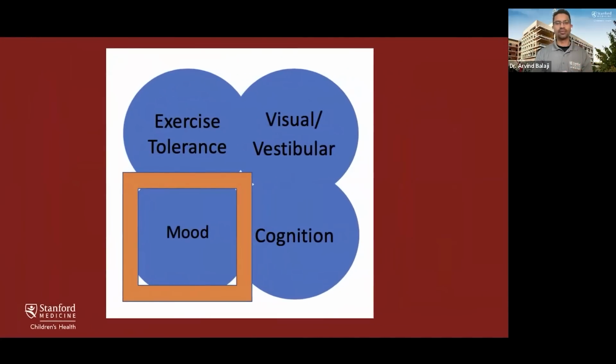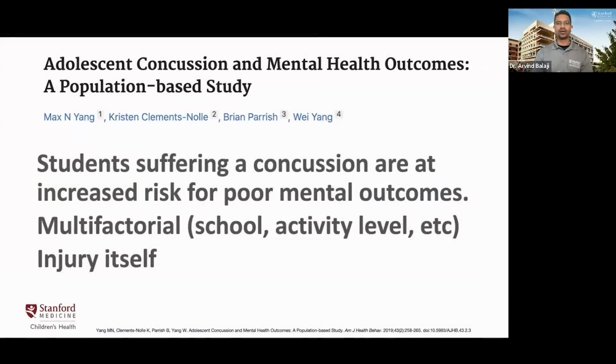The last domain we'll talk about today would be the mood domain. This one is quite a bit of a challenge. Lots of studies have indicated that patients who are concussed have some abnormalities in terms of overall mental health outcomes. Those suffering a concussion are at increased risk of things like depression, anxiety, and are more susceptible to stress, both acutely and chronically. It's thought to be very, very multifactorial.